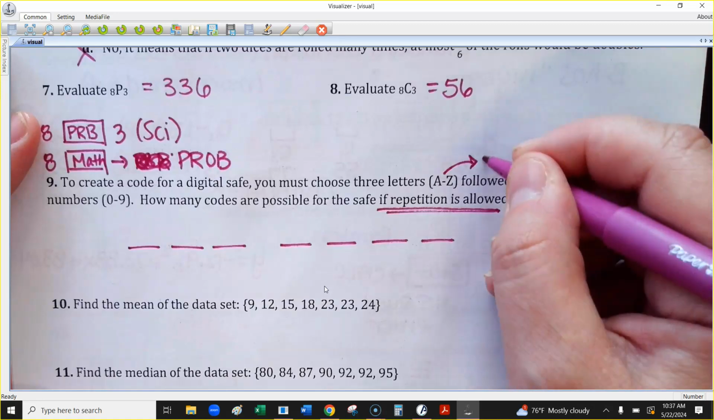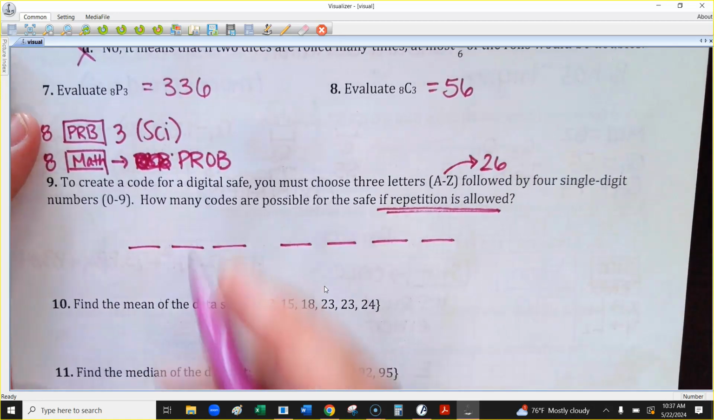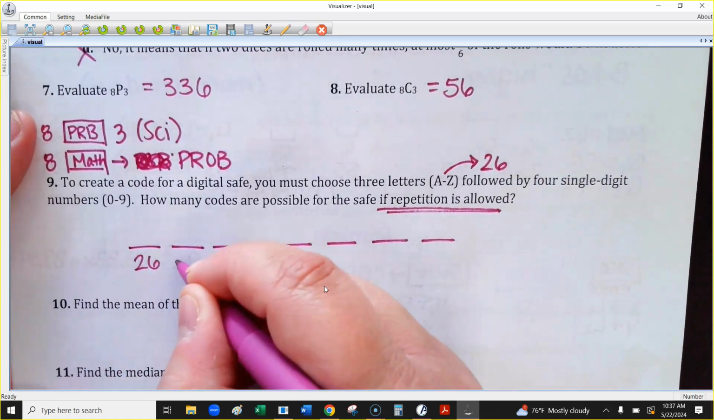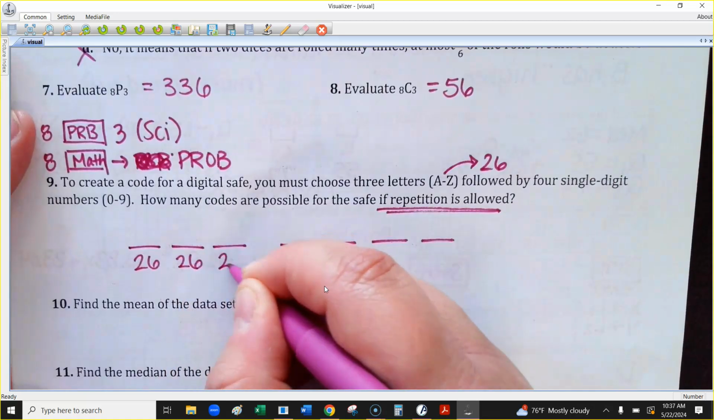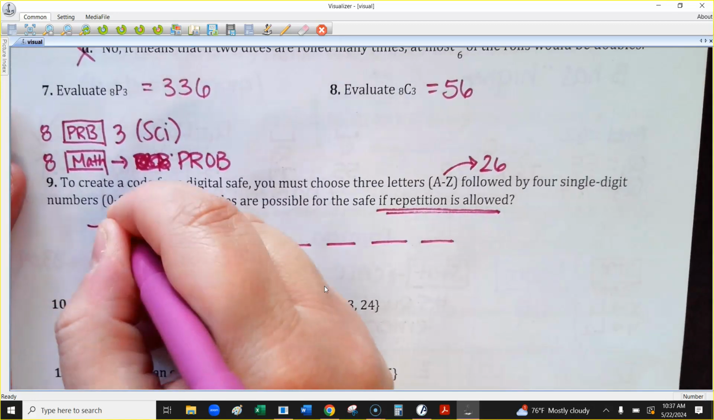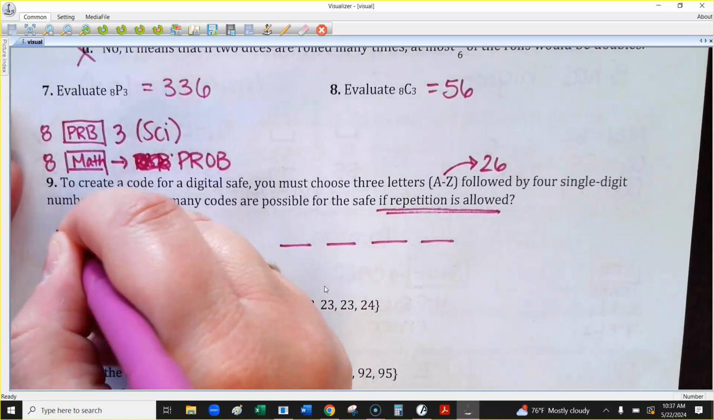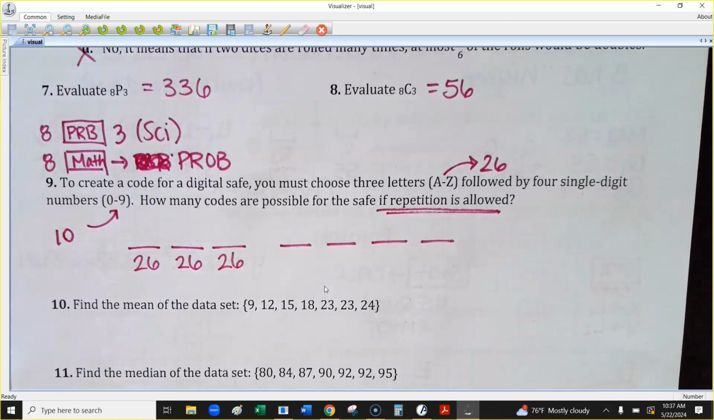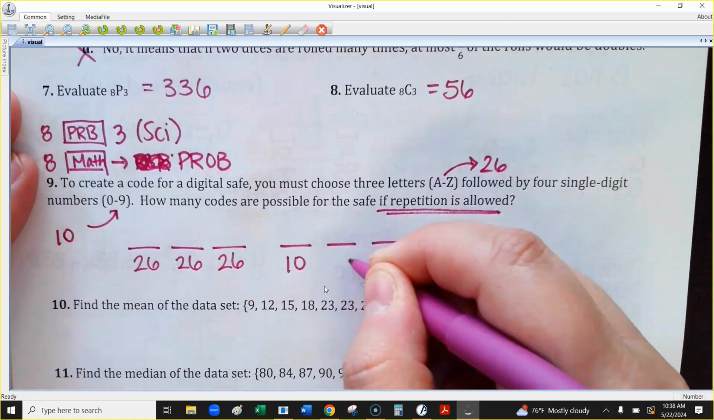26. Okay, so I'm going to do 3 letters. I can repeat the letters, so each one of these slots would have 26 options because I can pick any letter in the alphabet. Okay, now, this always messes people up, but 0 is a digit. So if I can use these digits 0 through 9, there are 10 different digits. And we're going to have 4 digits for this code. So it's just 10, 10, 10, 10.